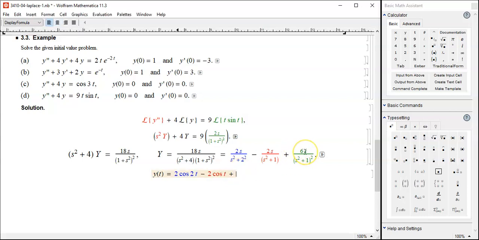Now, how about this? Here, 2s over 1 plus s squared, total quantity squared corresponds to t sine of t, right? We have 6, so let's put 2 there, and then multiply by 3 later. So this is 3 times the coefficient, and then a Laplace inversion will be t sine of t. And that's the green part. Looks like that's the solution I will get.